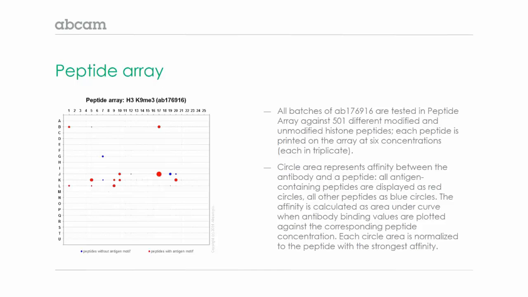Red circles show binding to the antigen-containing peptides, while non-antigen-containing peptides are in blue. You can click on a link for more data showing what each peptide is, and all of the batches of our ChIP antibodies are tested by peptide array.